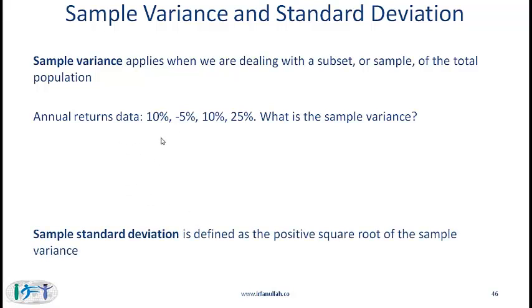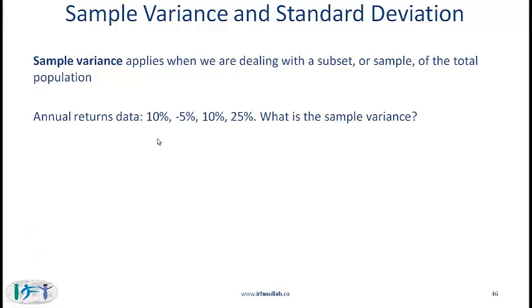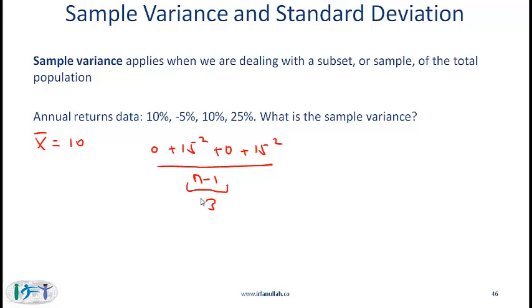What we now do is almost the same as what you saw earlier. As we did with the population, the first thing we need to find is the sample mean, which is 10. We then find the deviations from the sample and square those deviations. So 0, 15 squared, 0 and 15 squared. And then we find the mean of those deviations. So we divide. But the difference now is this. Rather than dividing by n, which is 4, we need to divide by n minus 1. So this is 3. And that is the convention used when we are dealing with a sample.